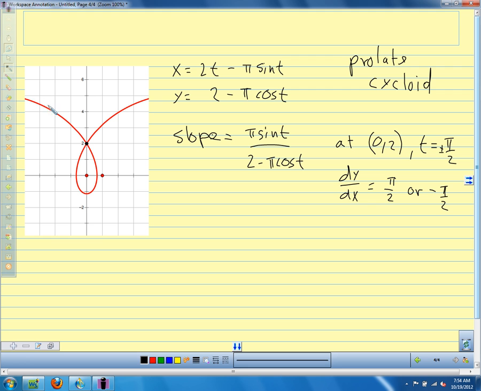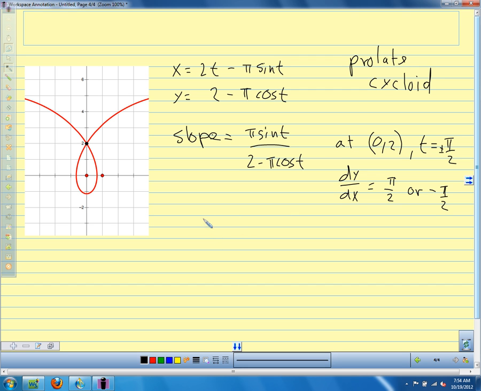So if we're rolling along here, we hit this point at t equals pi over 2, and then we continue around, or negative pi over 2, we continue around, and we hit this point again. And our slopes turn out to be pi over 2 or negative pi over 2. So we have two tangent lines. One has a slope of positive pi over 2, this one here, and one has a slope of negative pi over 2.